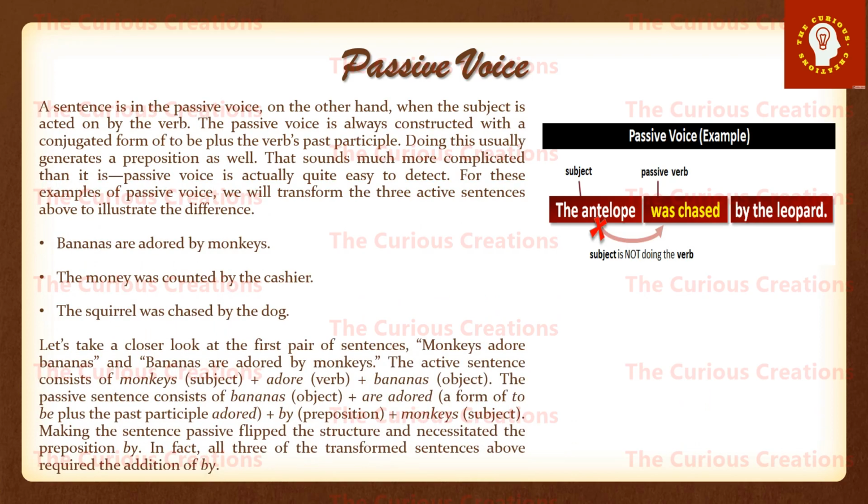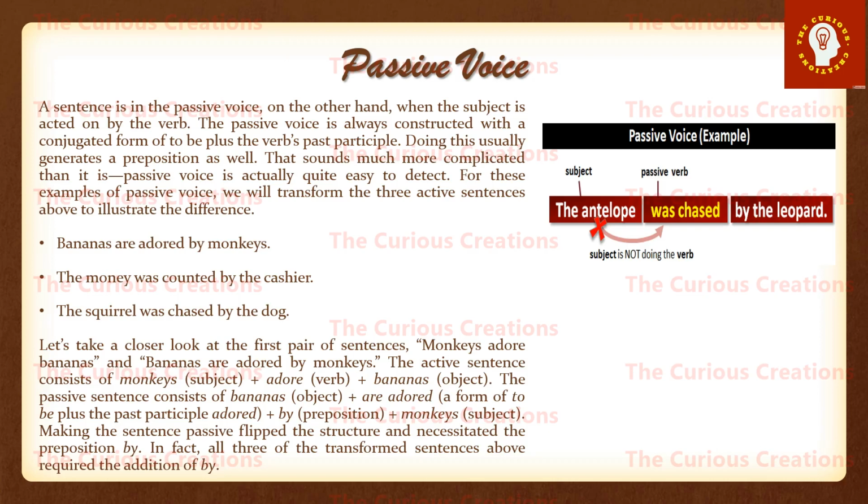A sentence is in the passive voice, on the other hand, when the subject is acted on by the verb. The passive voice is always constructed with the conjugated form of to be plus the verb's past participle. Doing this usually generates a preposition as well. That sounds much more complicated than it is. Passive voice is actually quite easy to detect. For these examples of passive voice, we will transform the 3 active sentences above to illustrate the difference.